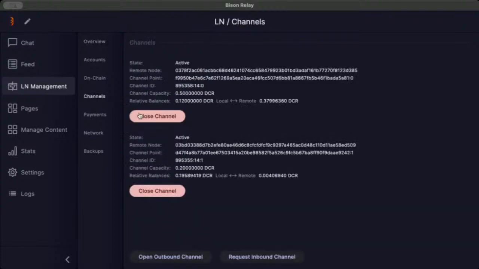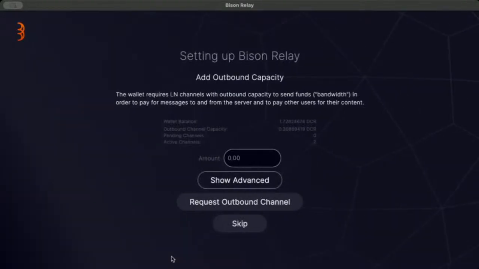So come over to your channels, press close on both of them. Like I said, it'll take 3 confirmations to close these. Whilst you've closed your channels, you will lose access to Bison Relay. But once they're fully closed, it'll say pending closure where it says active here. Once they completely disappear, then you can start by clicking on open outbound channel, and you can go through the process again. It's really, really simple.